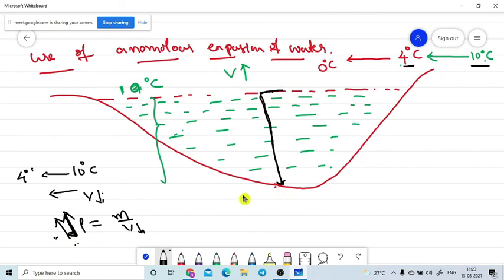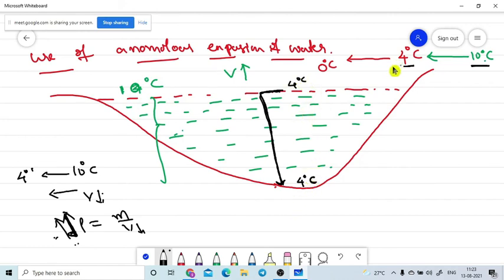They are going to the bottom surface of the river, up to 4 degrees centigrade. The liquid is going to the bottom surface. Is it correct? Yes, sir. So that means here is the 4 degrees centigrade river, here is the 4 degrees centigrade.